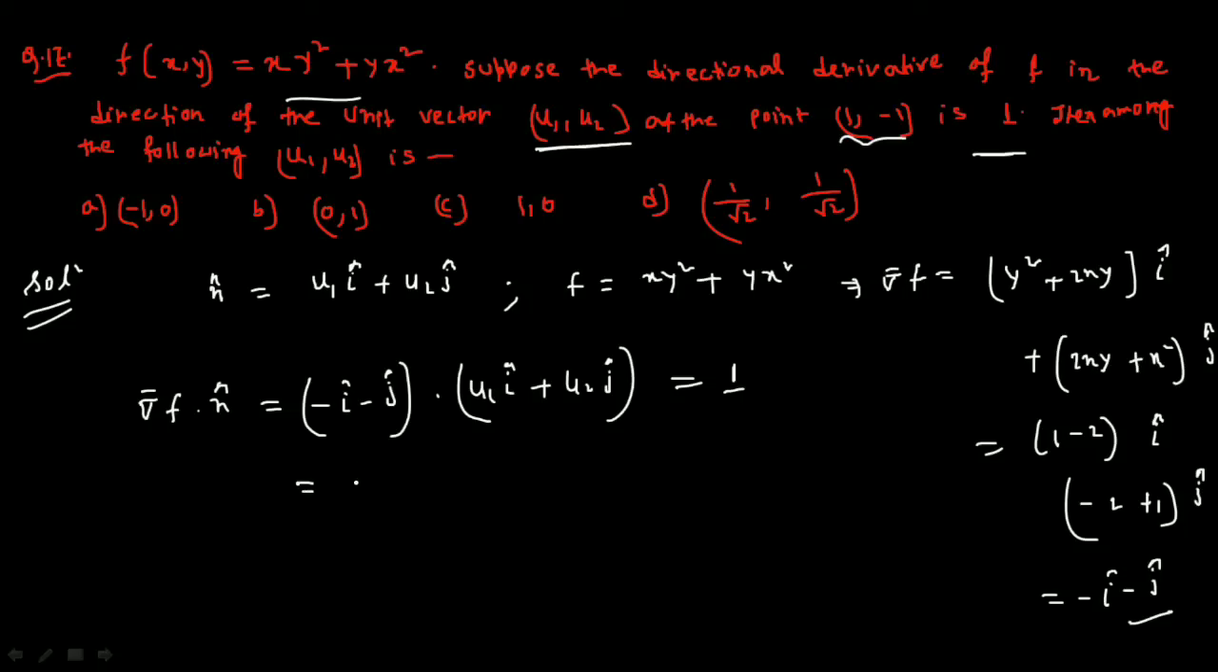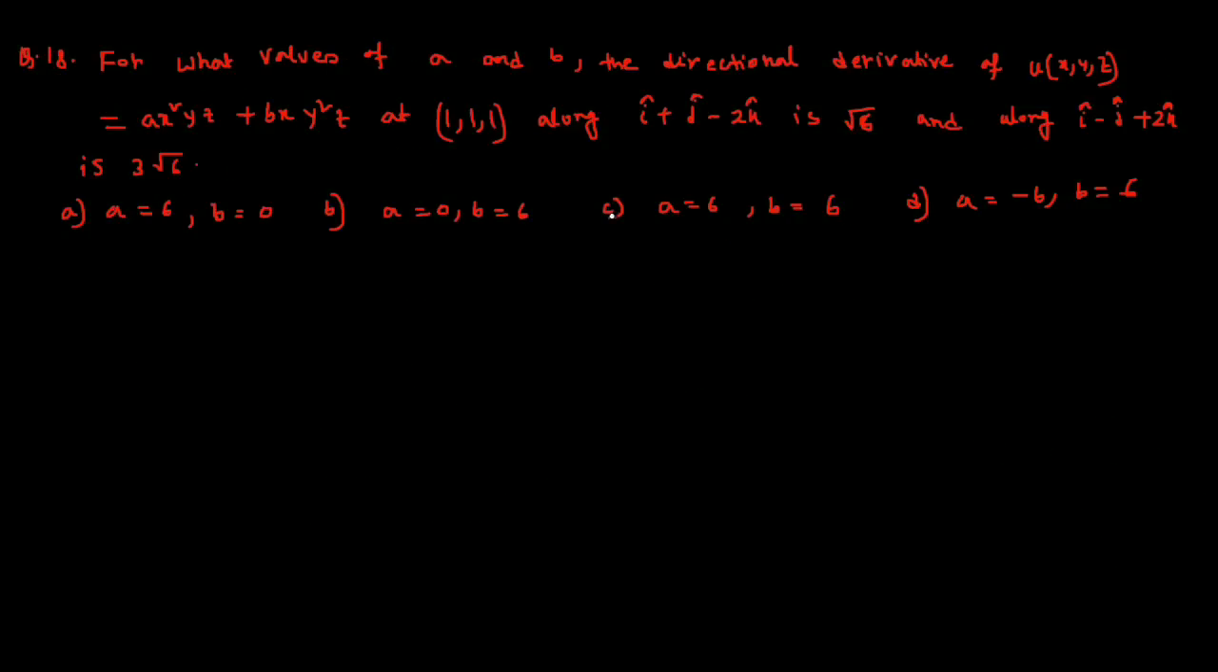So it will be minus u1 minus u2 is equal to 1. Now you have to check for which set of values this will be satisfied, and you can easily find out that this value will be satisfied, because when u1 is equal to minus 1, we will have this 1 and this is 0, so left hand side will be right hand side. So this will be the correct answer. Okay, you have to always check for this kind of problem. Okay, so next question.